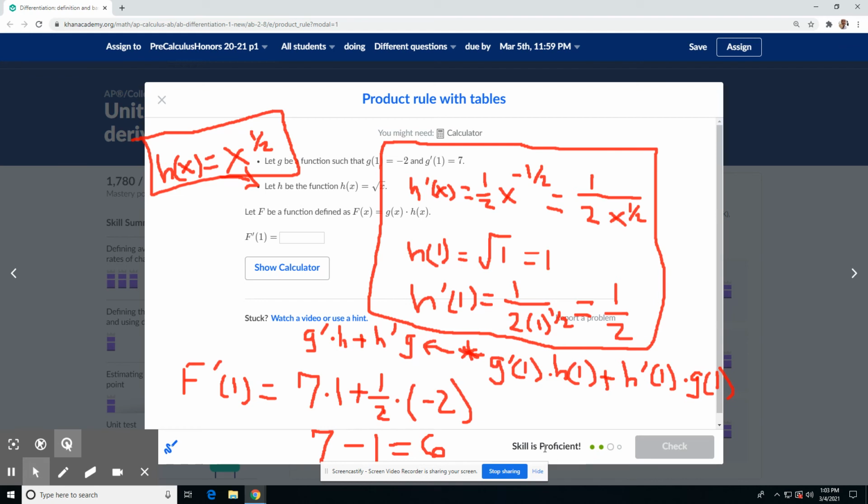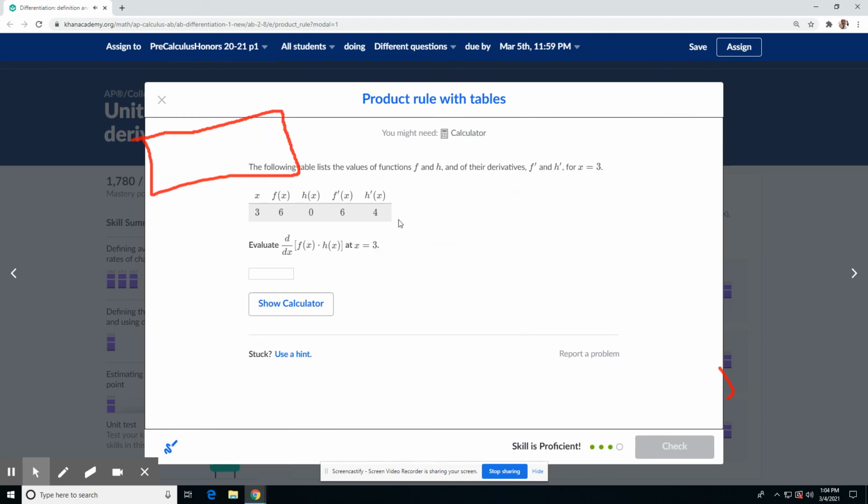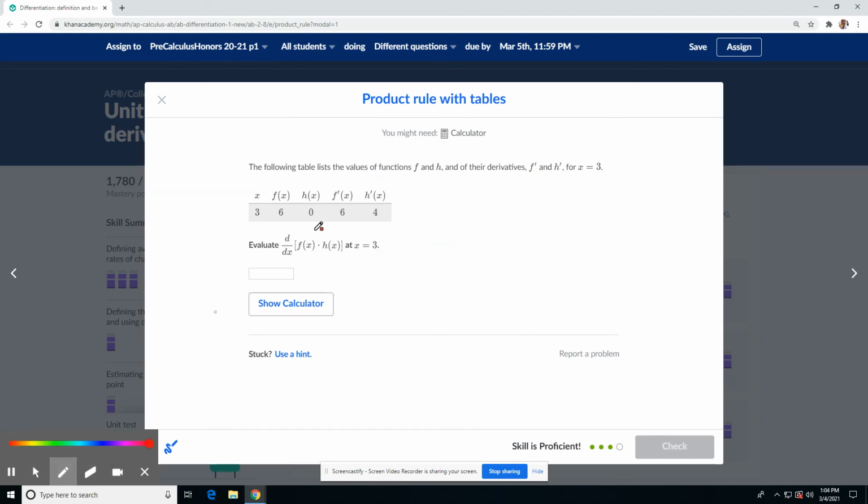See if the next one's any different. What do we get? 6. And here's a table. All right, the table lists values for f and g and h and their derivatives f prime and h prime for x equals 3. All right, so this is a lot easier. They did the work for us.